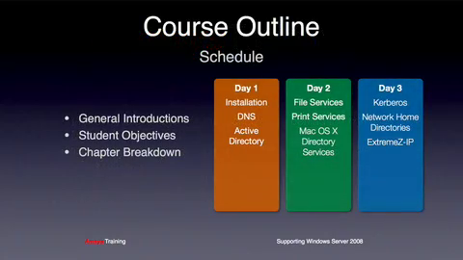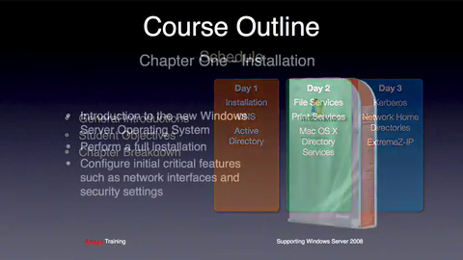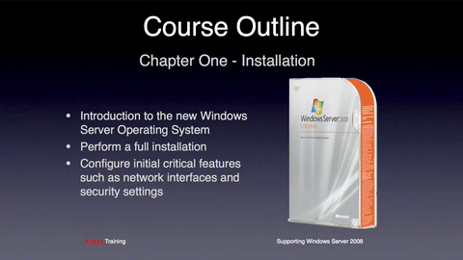So here we have the course schedule. As mentioned before, it is spread over 3 days with 3 chapters per day. The first day will look at installing the operating system, configuring DNS and Active Directory. Day 2 starts to provide services to the Mac clients, ranging from file and print services to directory services. And the third day looks at Kerberos, network home directories and the popular third-party product ExtremeZ-IP. So let's take a look at the course chapter by chapter.